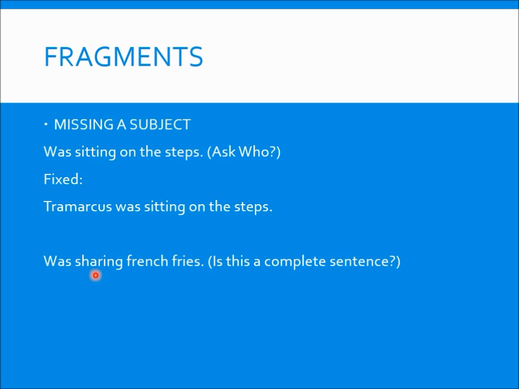"Was sharing French fries." Is this a complete sentence? No, it's not. We have the predicate, the action, sharing the French fries, but we don't know who was. So we would need to add a subject. "Cooper was sharing French fries." So sometimes it's as simple as just adding a subject to our sentence.